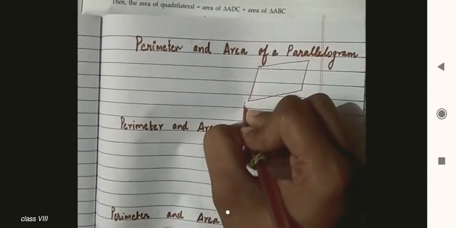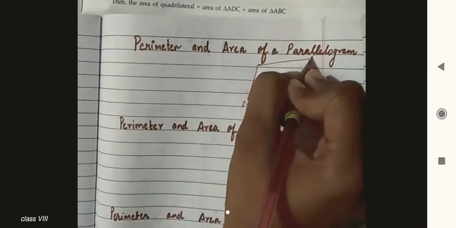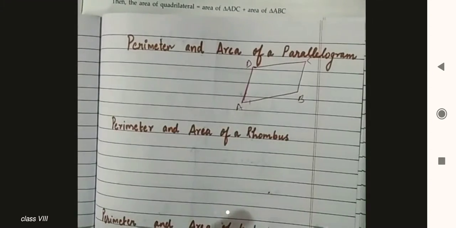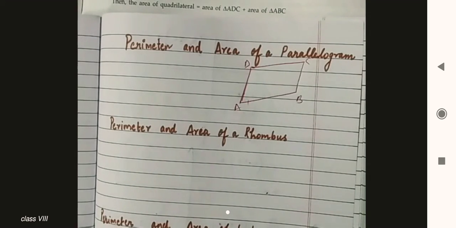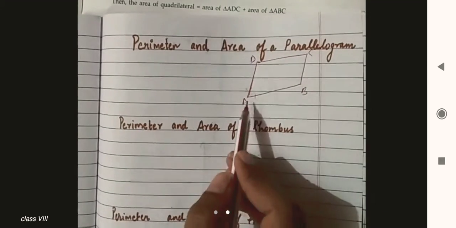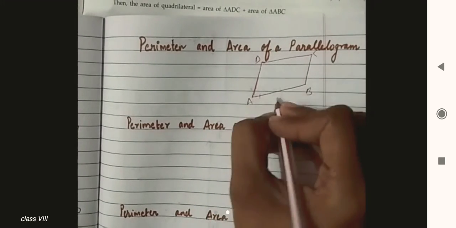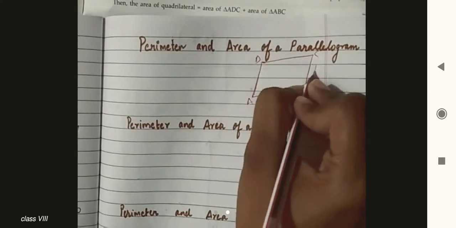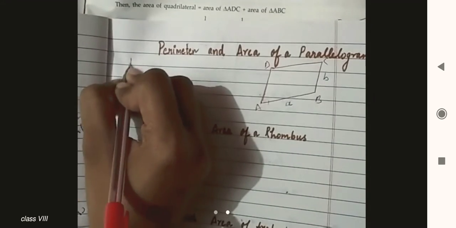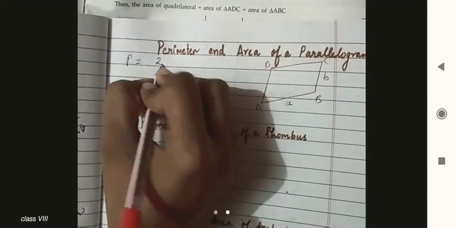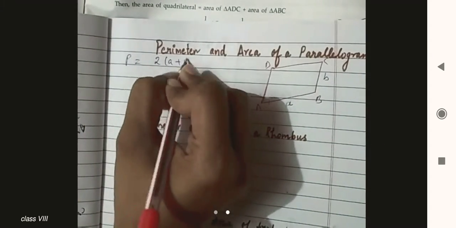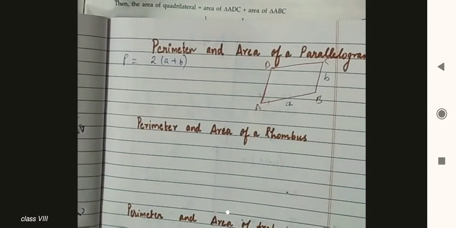Okay, if I'm telling you about the perimeter, you know that perimeter is very easy to find out, because perimeter means the sum of all the lengths of the boundary. That means AB plus BC plus CD plus DA. So suppose this length is A and this BC length is B, so the perimeter of the parallelogram will be 2(A plus B), the same as in a rectangle, 2 length plus breadth.